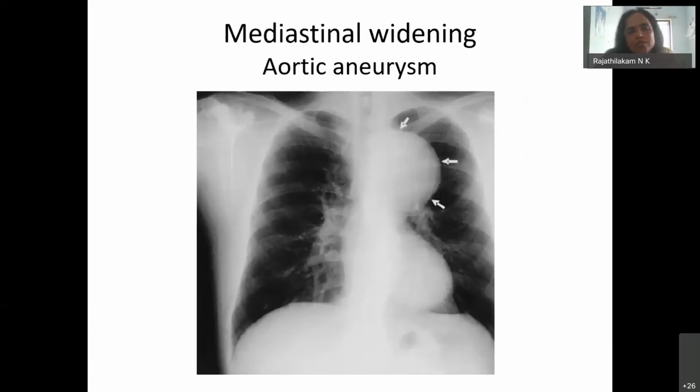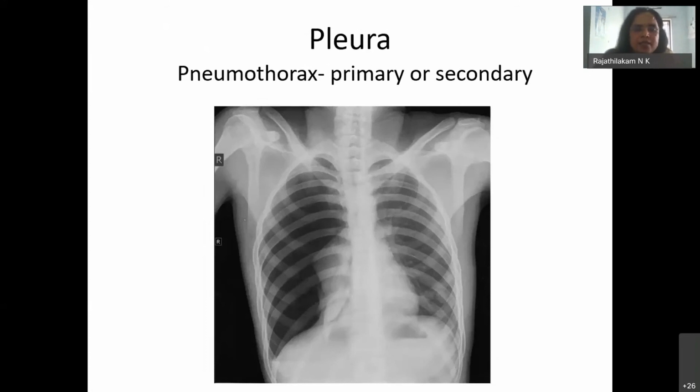This is an aortic aneurysm. Here also there is mediastinal widening due to the aortic aneurysm. Here the aortic knuckle is usually seen, and the aneurysm is there. So mediastinal widening is there. Next slide.